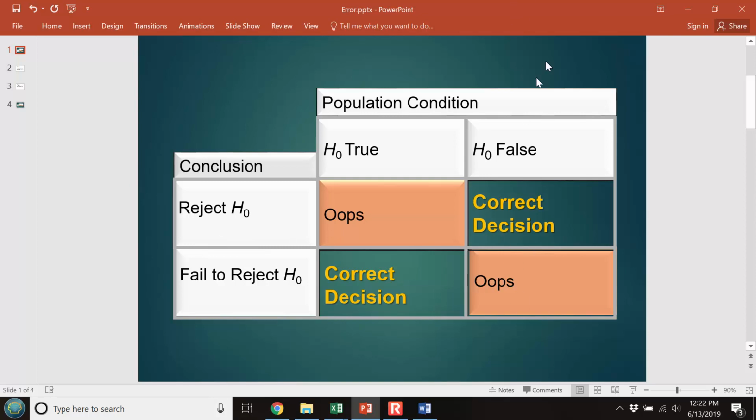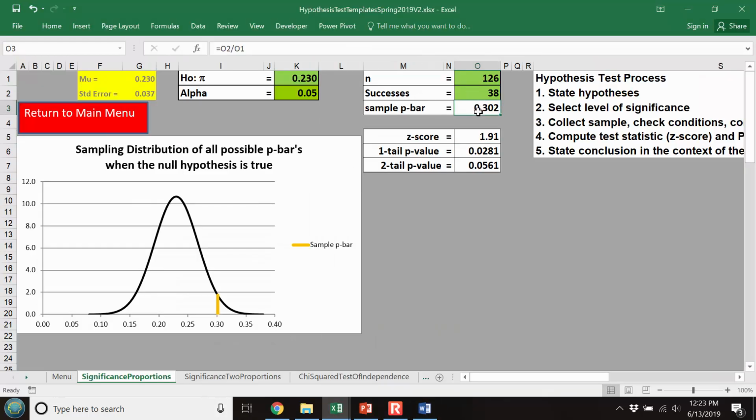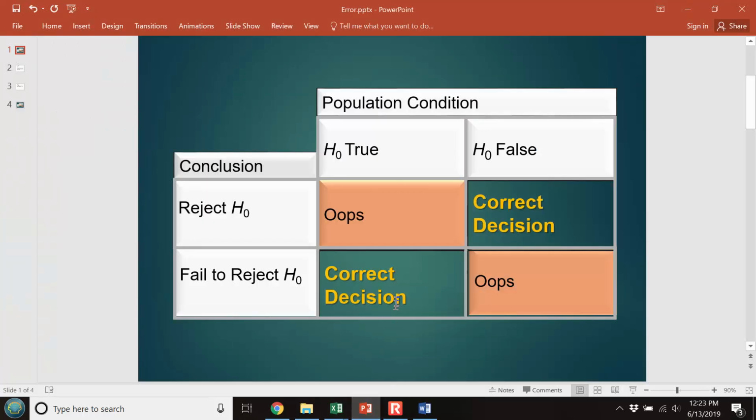But what if the researcher's right and we say, that doesn't look that far out there, I'm not going to reject that null hypothesis. We've made a mistake. The opposite could be the researcher was wrong. The null hypothesis is true. The population proportion actually is 23%. And we look at our value and say, that looks pretty big. I'm going to reject that null hypothesis. Well, then we've made a mistake. Or we could say, yeah, that 30% is not that far away. I'm not going to reject the null hypothesis. Then we've made a correct decision.